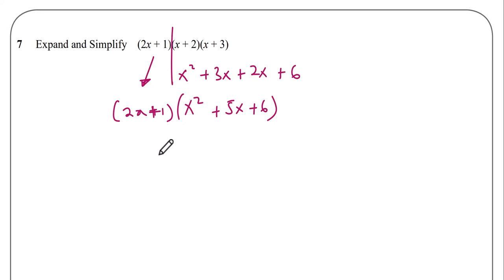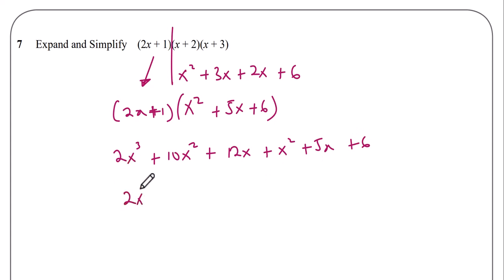And then of course you can expand this. 2x times x squared is 2x cubed, 2x times 5x is 10x squared, and 2x times 6 is 12x, and then 1 times x squared is x squared, 1 times 5x is 5x, and 1 times 6 is 6. Then like terms, you have 2x cubed here, and 10x squared plus x squared is 11x squared, and 12x plus 5x is 17x, and you have 6 left. And this is the result of expanding and simplifying.